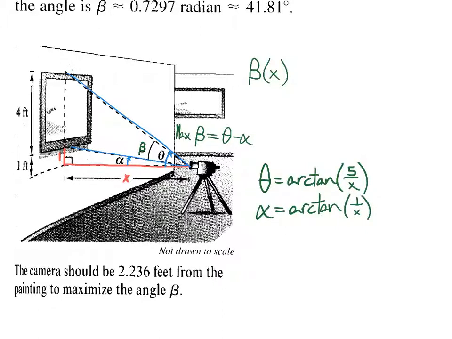Okay. So can anyone give me an equation for beta in terms of x? Arctangent 5 over x minus arctangent 1 over x. No, it would be 4 over. What do you mean 4 over? Why is it 4 over? Because take a look at the model. It's 1 plus 4. Okay, I get what you're saying here, but if we use the 4, then we can't use the x because this is not a right triangle here. And we don't know the hypotenuse yet.